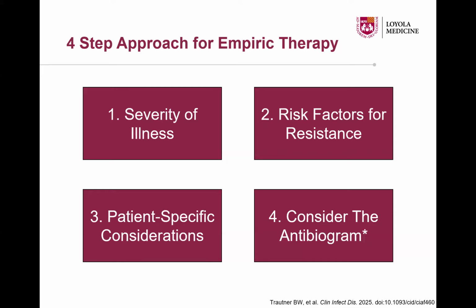So the first chunk of the guideline is really focused on empiric therapy, after we move past the definitions, which we now have established. For empiric therapy, they break it down into 4 key steps. 1, how sick is your patient? 2, do they have risk factors for resistance? 3, what are the patient-specific considerations that might impact our antibiotic therapy? And 4, consider the antibiogram, with a little asterisk there, which we'll talk about.